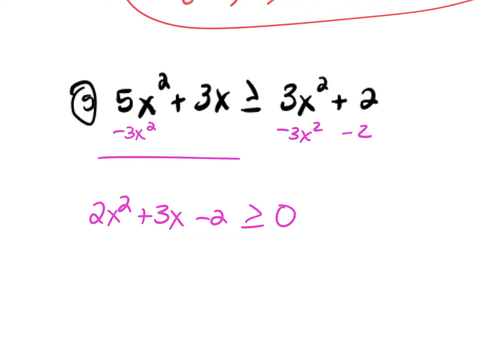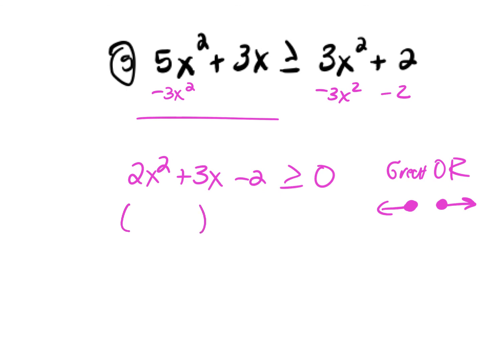That says greater, right? Which way do we color if it's greater? Outsides. And what kind of dots do I have? They're closed dots because it's or equal to. All right, so we're going to factor. You're factoring where a is not 1. This is not new. A times c, 2 times -2 is -4. What are the factors of -4 that multiply to give you -4 but add to give you 3?